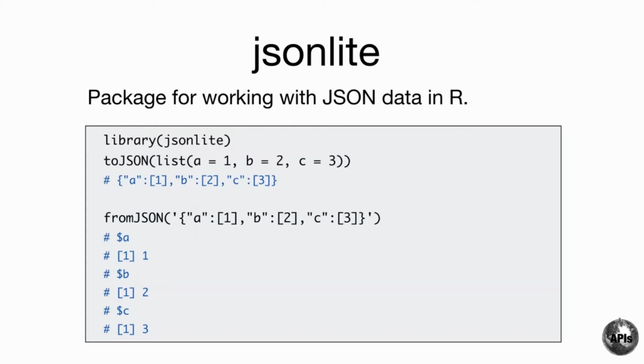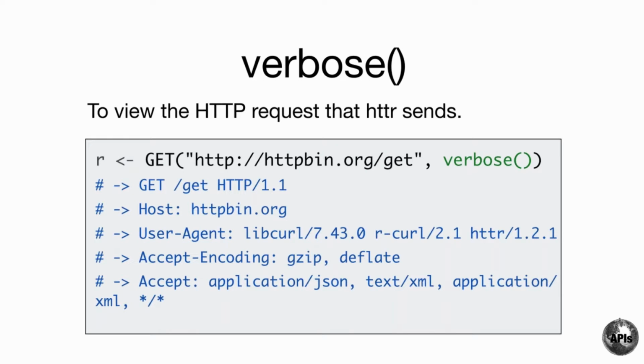Now I say this is a tangent because the httr package is actually pretty good at isolating you from having to convert JSON. It's doing that in the background, and it's doing it with the jsonlite package. But if you ever want to do it manually, jsonlite would be a good place to start. Okay, let's go back to httr.